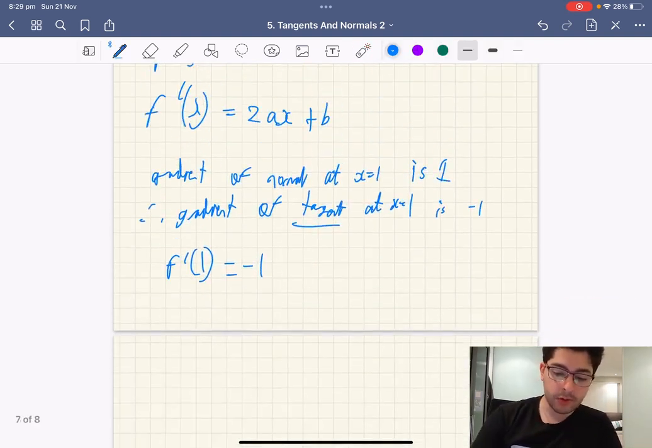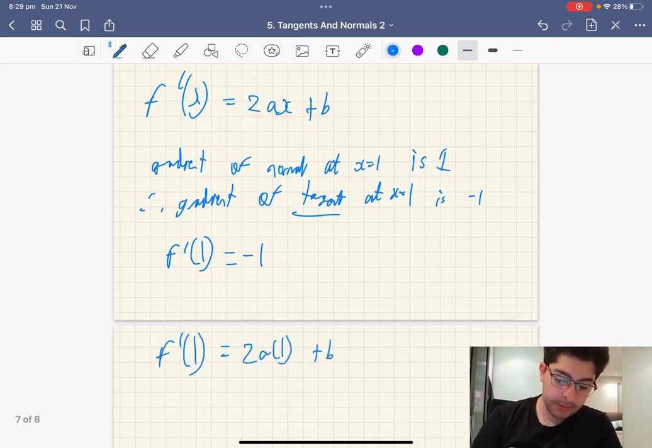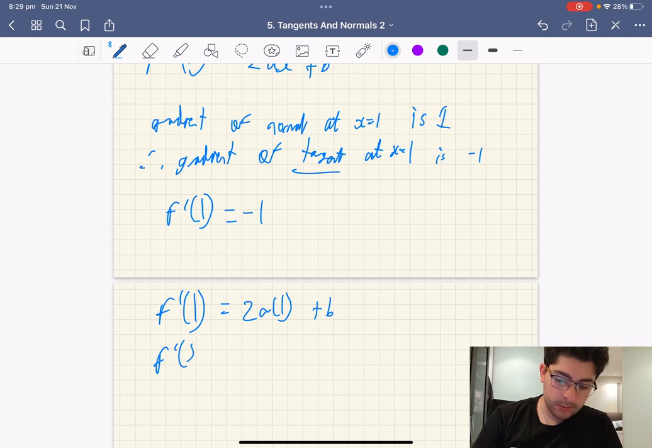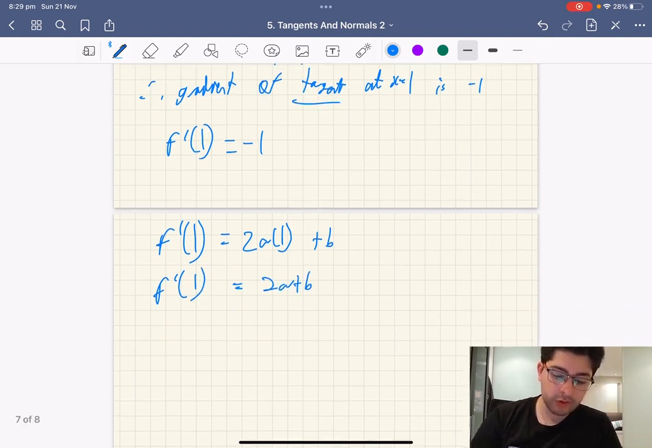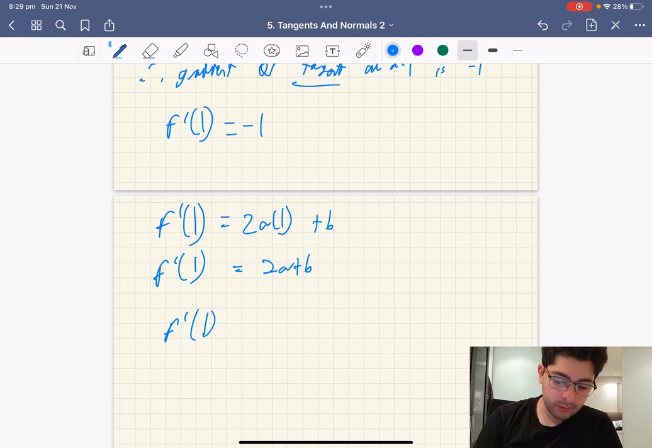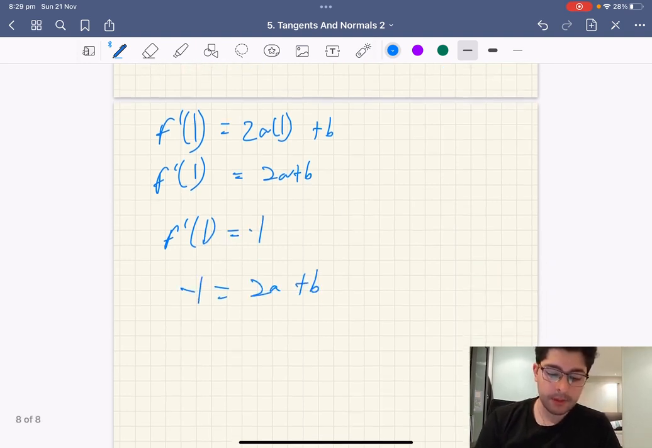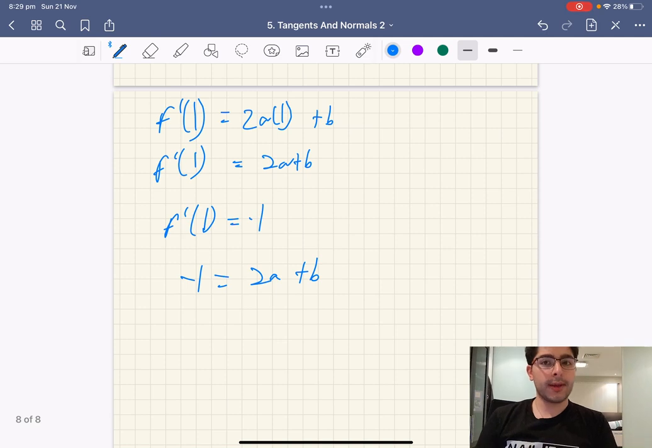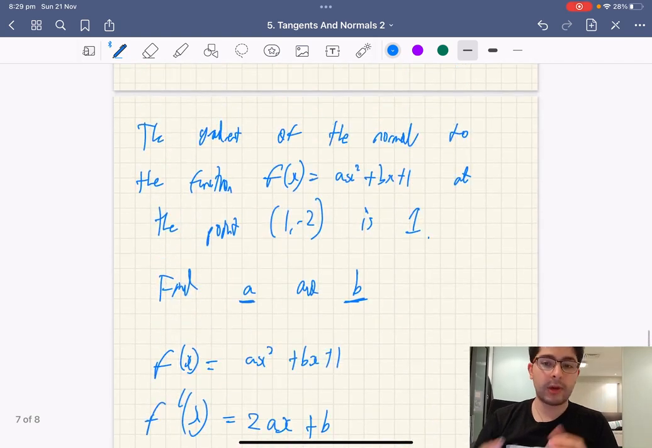We also know f dash of 1 is when we sub in 1 into here. So f dash of 1 is equal to 2a times 1 plus b. F dash of 1 is 2a plus b. We also know f dash of 1 is equal to minus 1, so equate them. Minus 1 is equal to 2a plus b. Now, we can't really do much with that right now because we have two unknowns, a and b. So we're going to leave that as equation 1 and go back to our information to see if we can make a new equation.